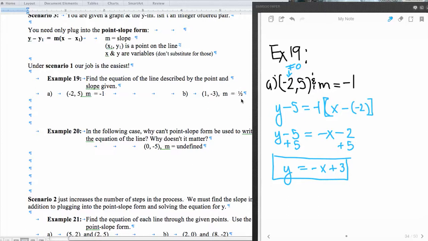Now you might want to try on your very own here with part B. Now part B is going to have a fraction in it. Don't freak out. You can do fractions, and then you can come back in the next lecture and see if you got it correct.